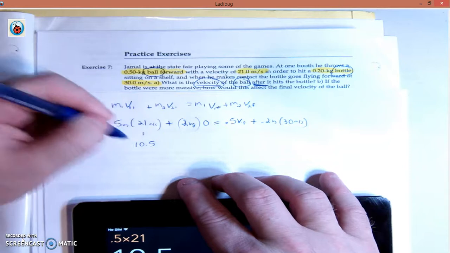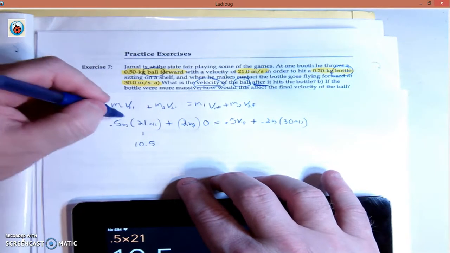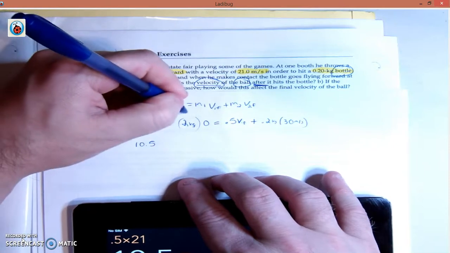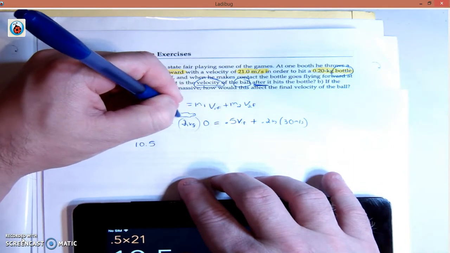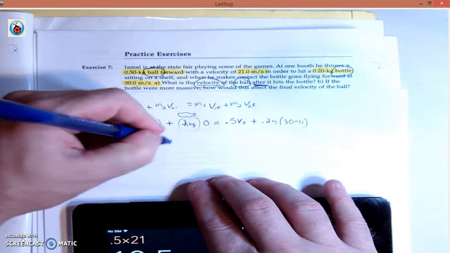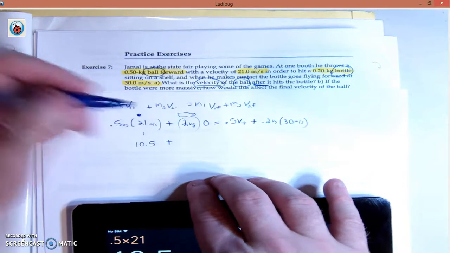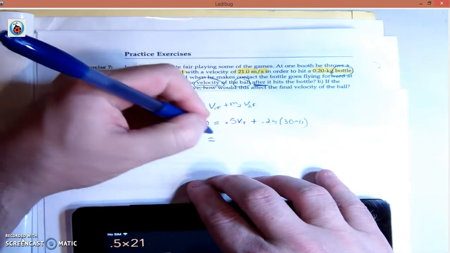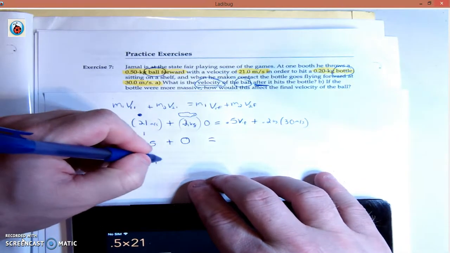10.5 equals the momentum of the, this is the ball, right? So this is the ball. This is the bottle. This is my bottle here. Cool. Plus, now we got to do this. We know blah, blah, blah. That's just 0, right? So I don't care about that. So that's 0. Equals. So I'm going to bring it down again just to get the left side ready.